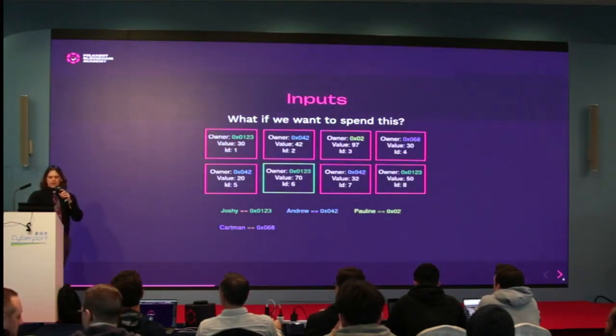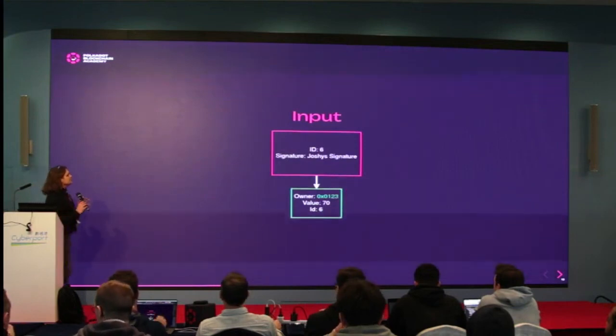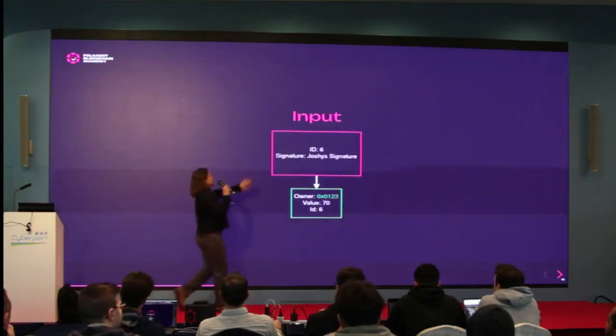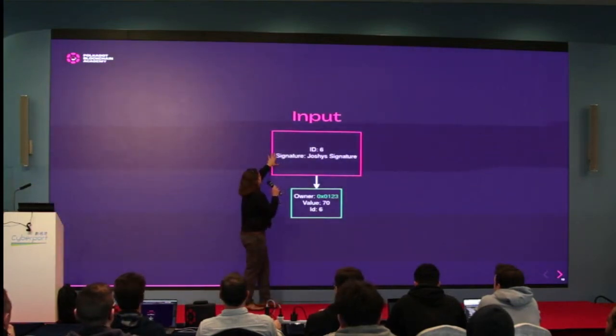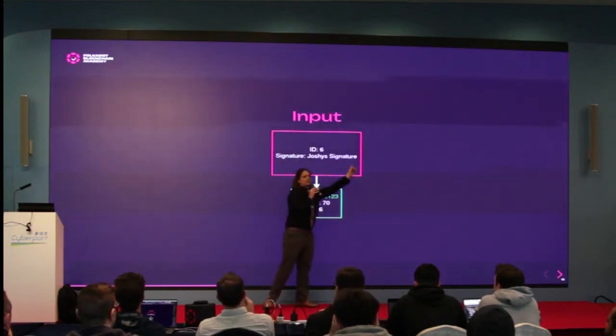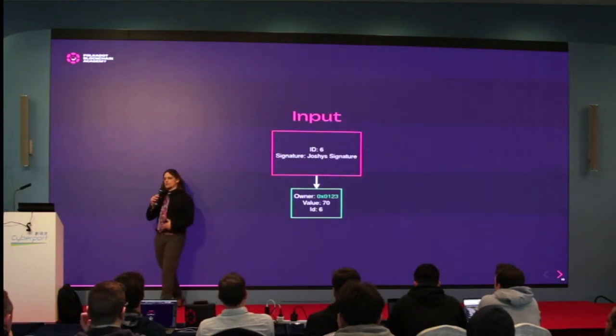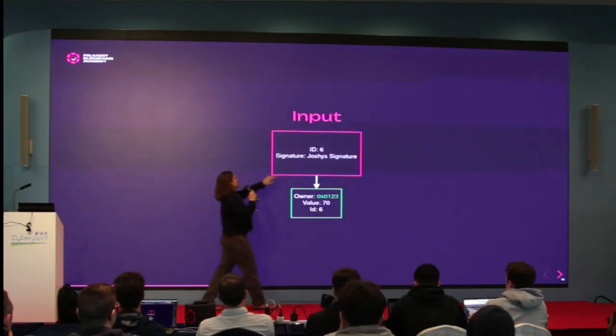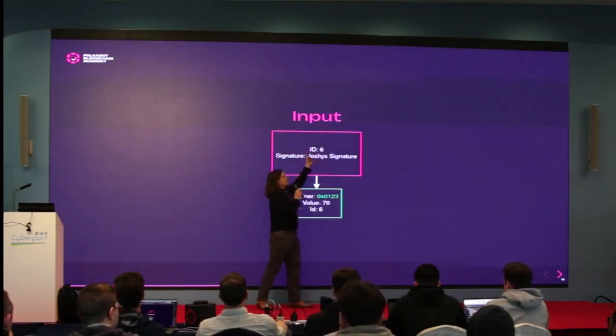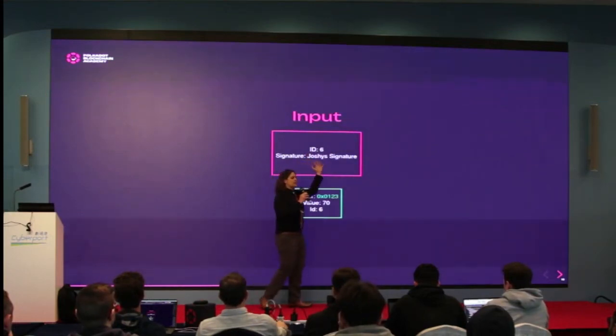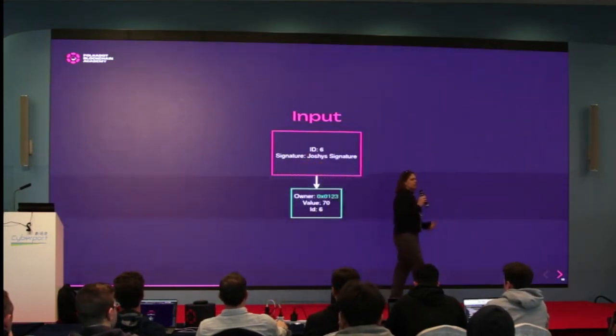So here's how an input looks. The input itself is the pink box. What it has here is a signature, my cryptographic signature from my public key. That part probably doesn't surprise you. You're always going to have to sign to spend your money. And then the other thing it has is an ID. You can think of this as a UTXO ID, some kind of unique identifier for each UTXO that's in the state.